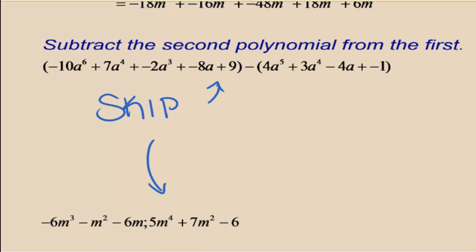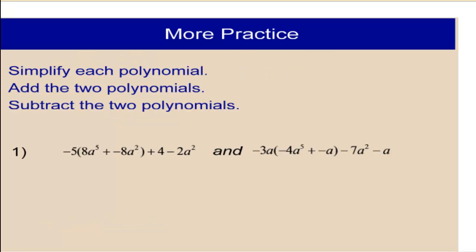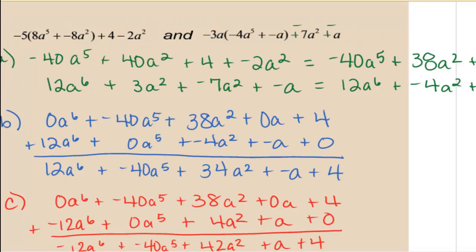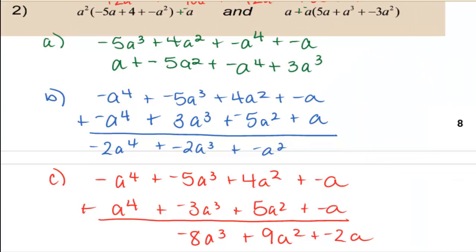Skip the next two problems, as they are actually the same problems we just did in the last example, and let's move on. Try the two problems on the next page that says more practice, and then check back. Here are the steps and answers to the first problem. In part A, I simplified. In part B, I added the two polynomials. And in part C, I subtracted the two polynomials by adding the opposite of the second polynomial. In the second problem, part A, again, I simplified each polynomial. Part B, I added the two polynomials. And part C, I subtracted the second polynomial from the first by adding the opposite of the second polynomial.